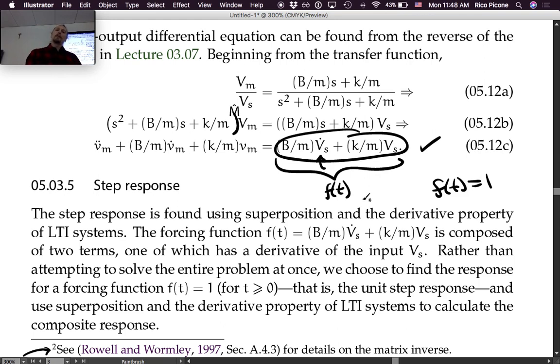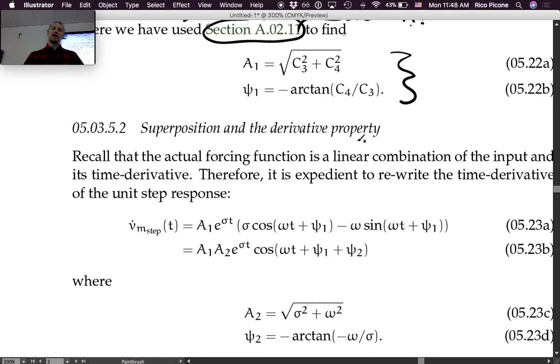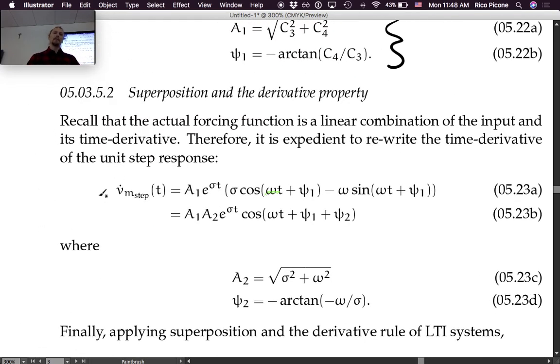Well, since Vs is 1, we have just a linear combination of the input, with a time derivative in there. From superposition, if you have a linear combination of an input and you know the response to that input, you can just take the linear combination of that response to find the output. And a derivative of an input that you already know the response to is just the derivative of that response. So yeah, it's pretty nice. So we're going to use that.